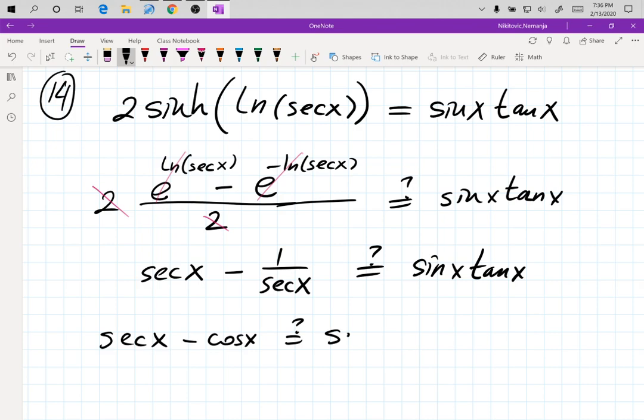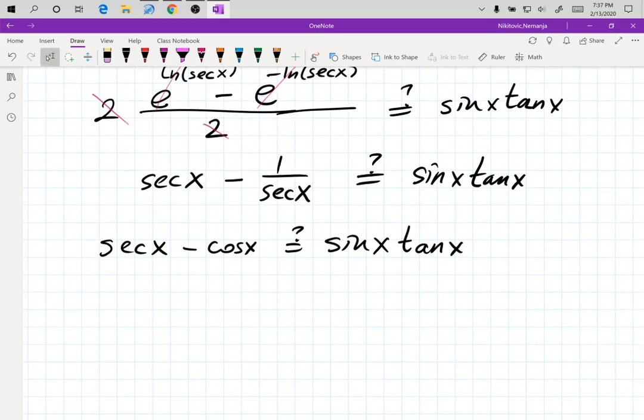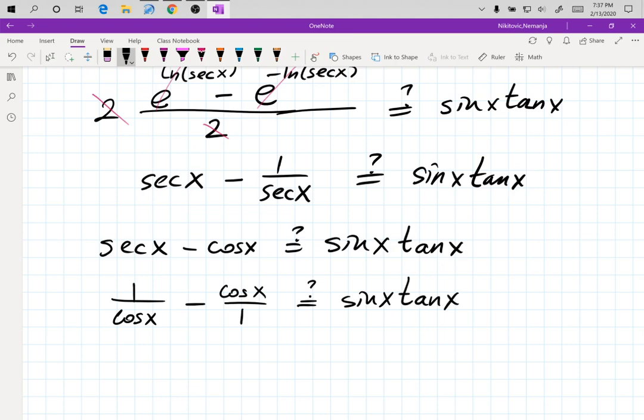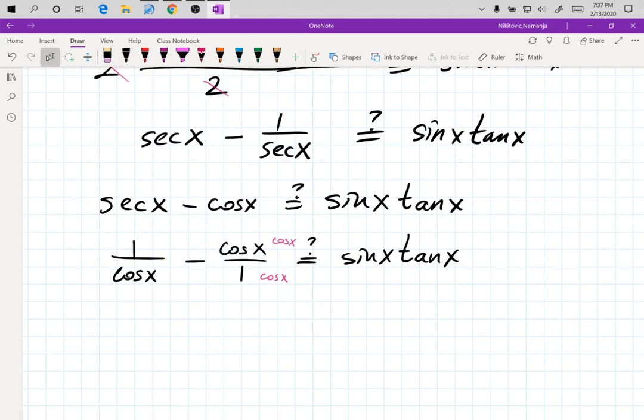And now we transform this problem into a pure trig identity problem where the left-hand side is going to be secant. You write secant as 1 over cosine x minus cosine x over 1. And then you figure out common denominator. So we need times cosine for common denominator, becomes 1 minus cosine squared x over common denominator of cosine x.